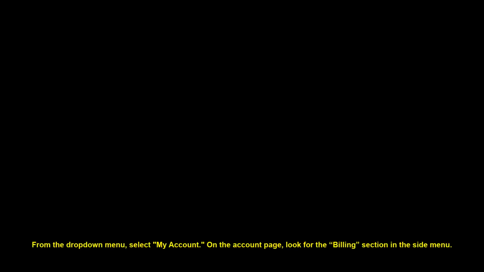Once logged in, locate your profile icon in the upper right corner. Click on the profile icon to reveal a drop-down menu. From the drop-down menu, select My Account. On the account page, look for the Billing section in the side menu. Click on Billing to view your subscription details.